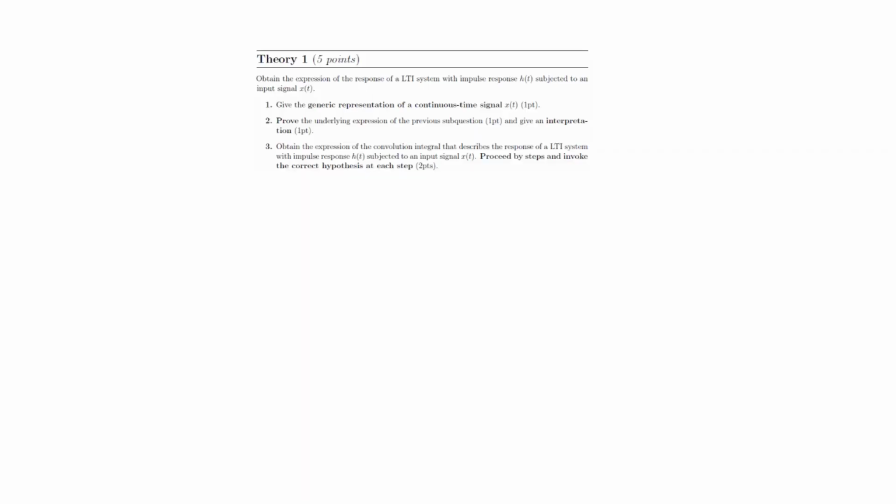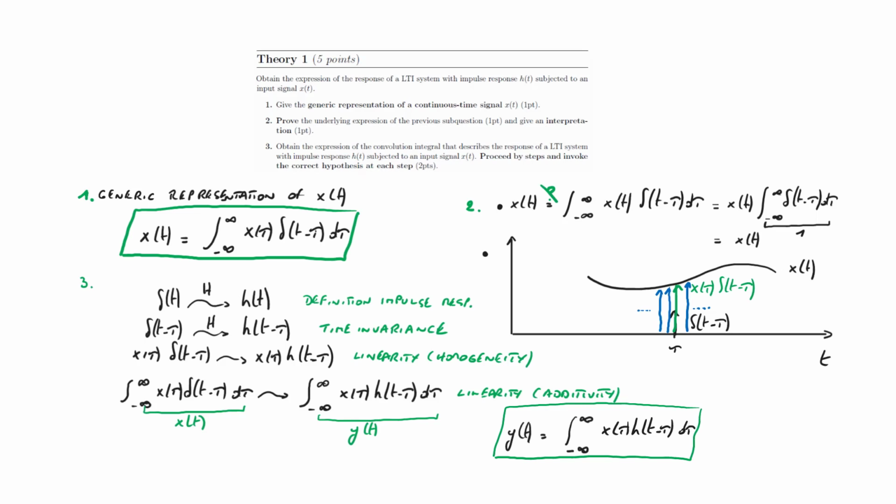Let us have a look now at the first theory question. As usual, try to do this by yourself first and push the pause button. So this is what is expected from you in this theory question. So here you have the generic representation of the continuous time signal x of t. So here you have the expression, and you can look at it mathematically and prove things.